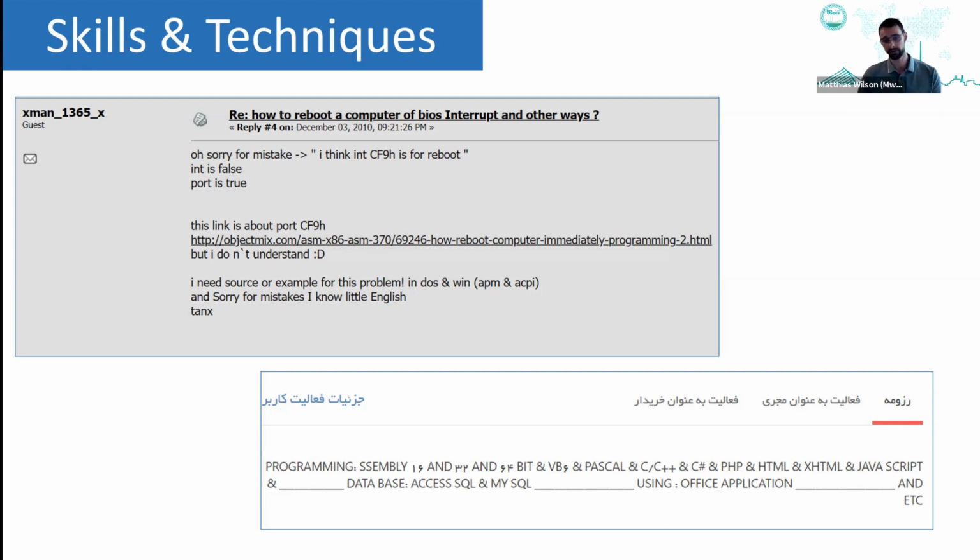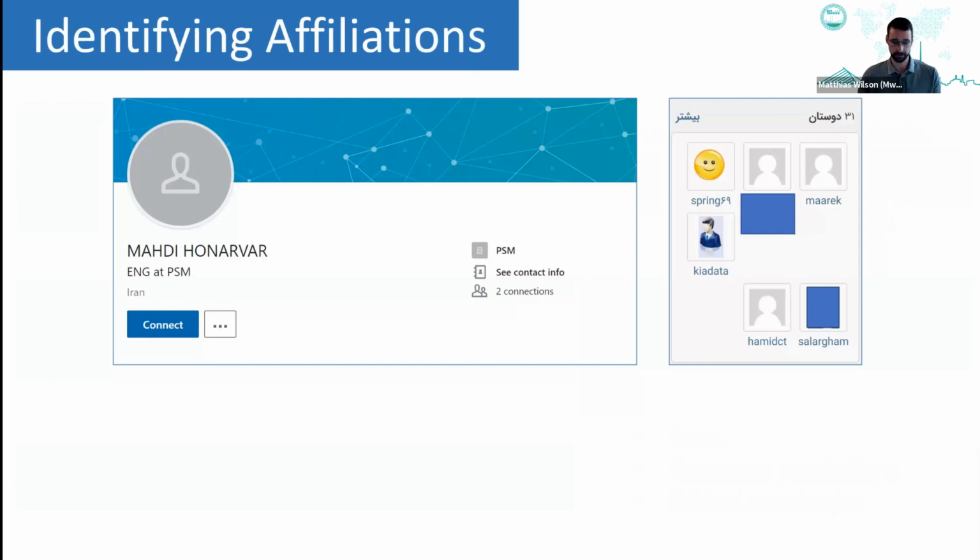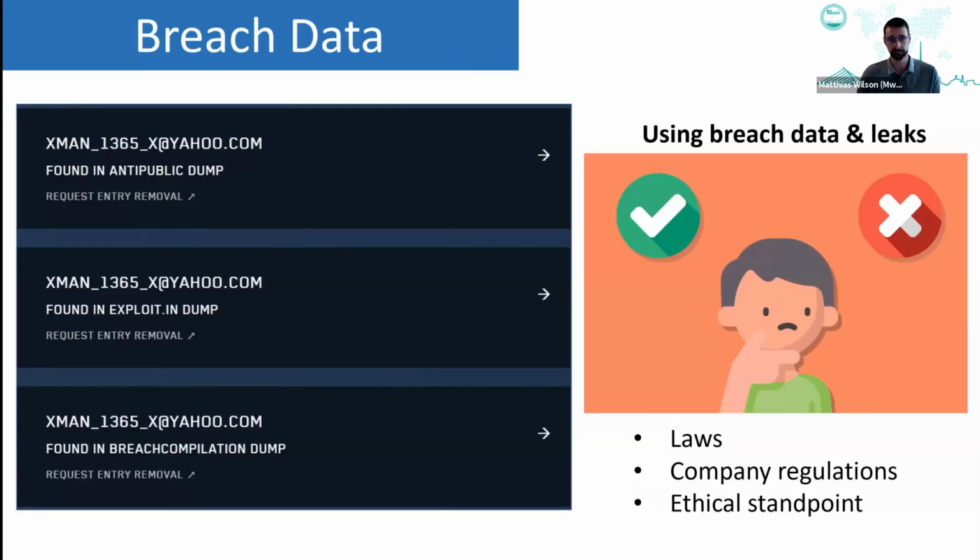Now, the last thing I would like to discuss before we move into the actual social media part is, you saw we had an email address. So if I have an email address, chances are high, if it's been around for quite a while, that it has been breached in some kind of breach data somewhere. So looking into this, we see xman365x@yahoo.com, and it has been found in certain leaks.